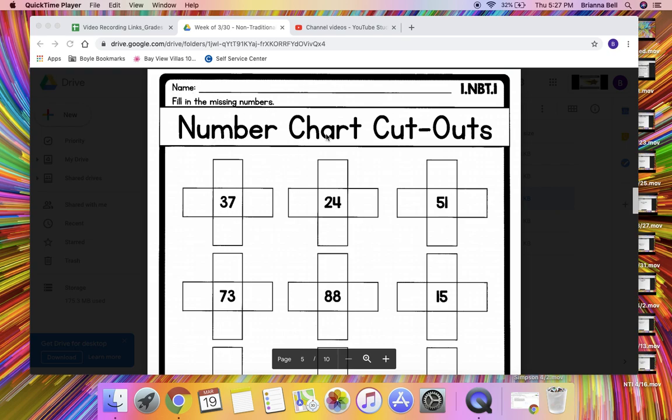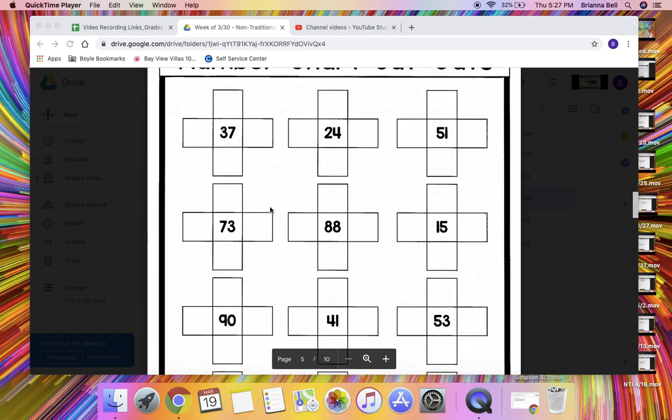Your next page is number chart cutouts. What you're going to do is fill in the missing numbers.